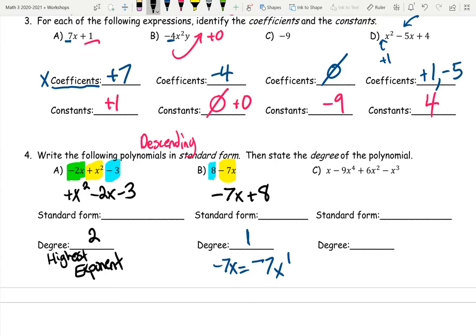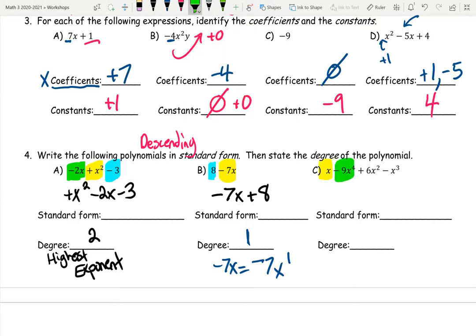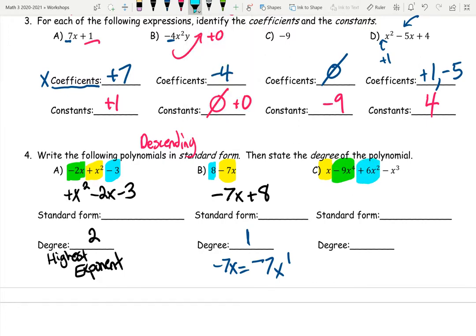Now to end this one, I've got to write this in descending order. I know that this is a positive x, negative 9x to the fourth, positive 6x squared, and then negative x to the third. So I have to move the whole bit. Negative 9x to the fourth, minus x to the cube, plus 6x squared, plus x. What is the degree? To the fourth degree.